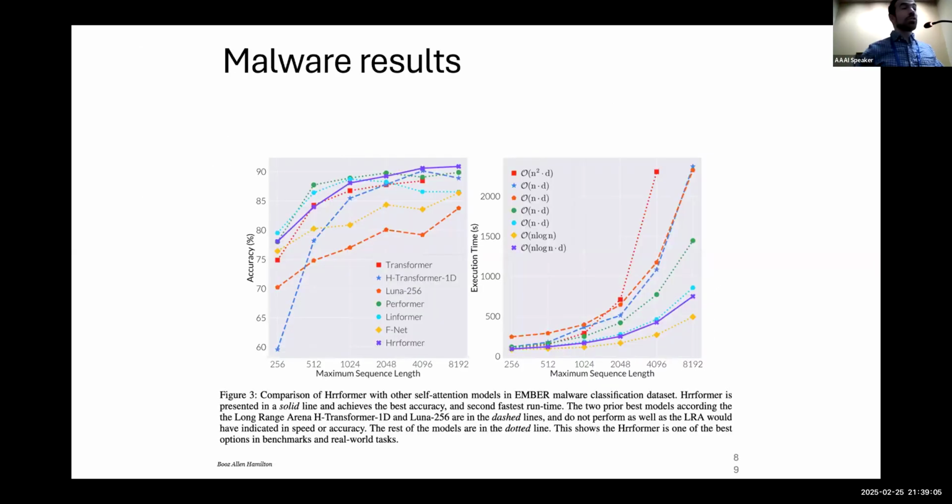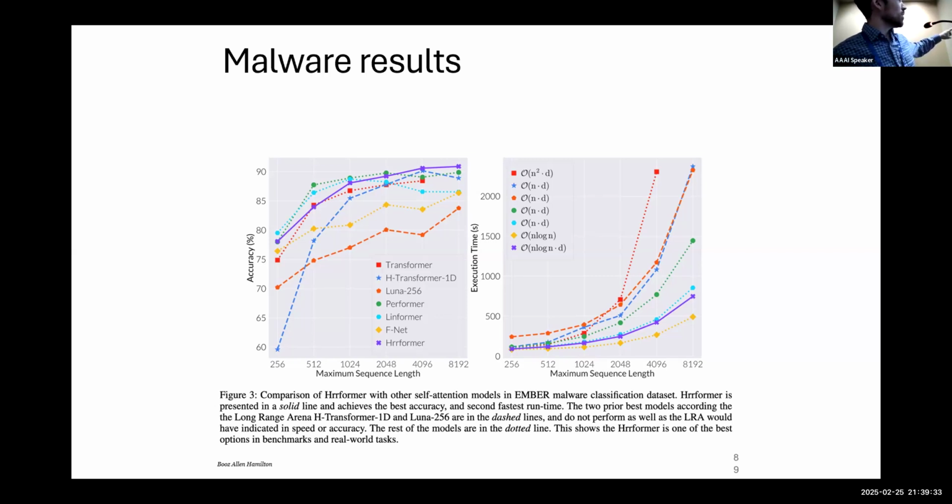We did this work because we're interested in malware detection. If you have a binary executable and it's 200 megabytes in size, that's not that big of a binary. That's pretty normal. If you view that as a sequence of 200 million bytes that I need to make a classification from, that is a very obscenely long classification problem. And here we see that our HRR former generally performs the best, is much faster.